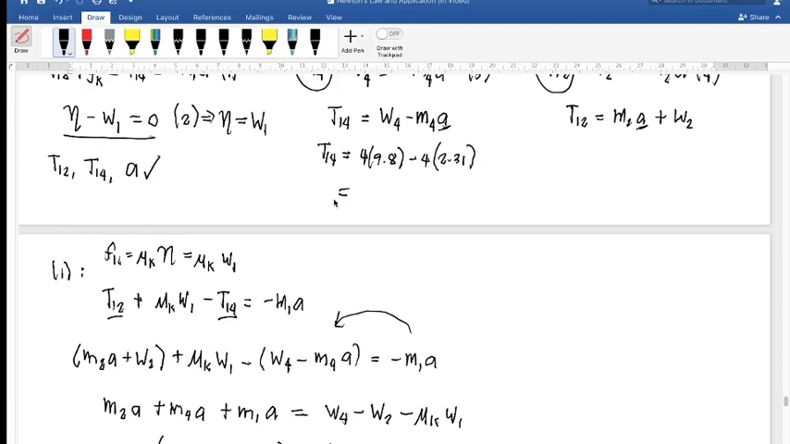How much is the tension? So that is 29.96, or approximately equal to 30 Newton. Okay? So how about our T12? We have the mass of 2 kilogram, then the acceleration is 2.31, and the weight of the 2 kilogram is 2 times 9.8.